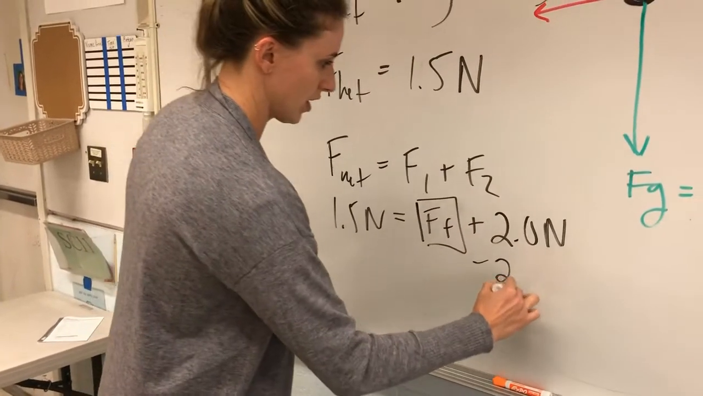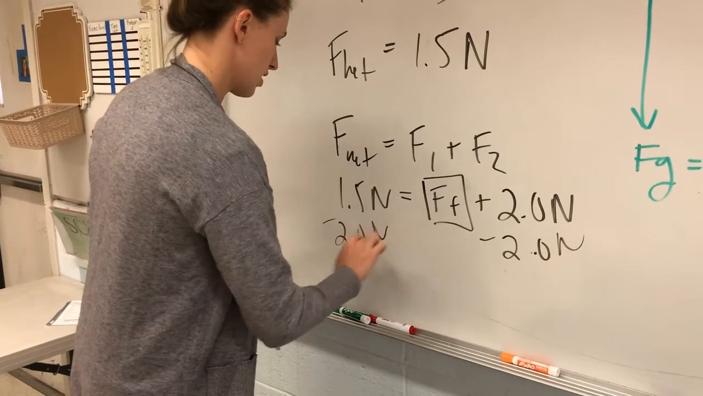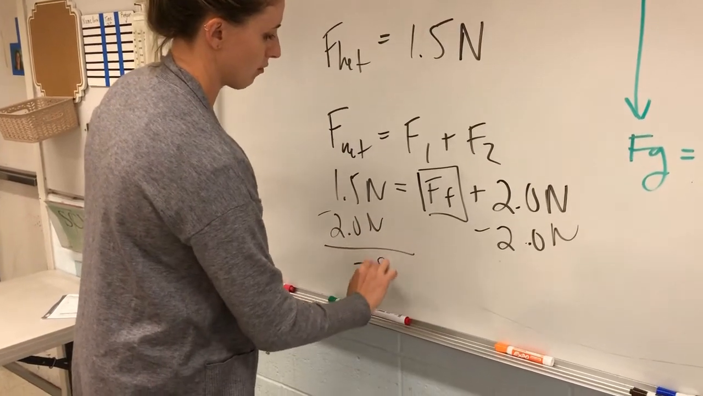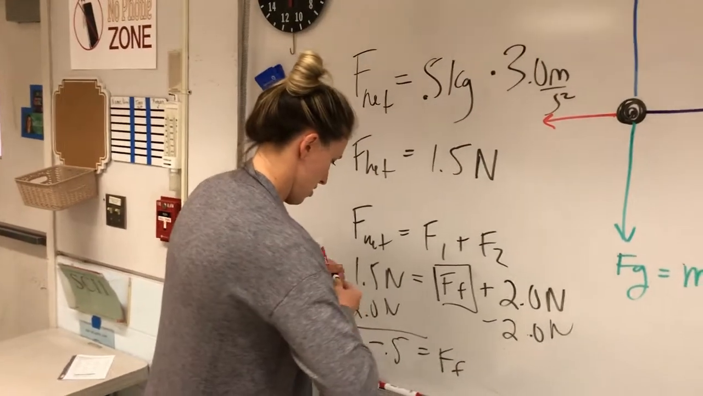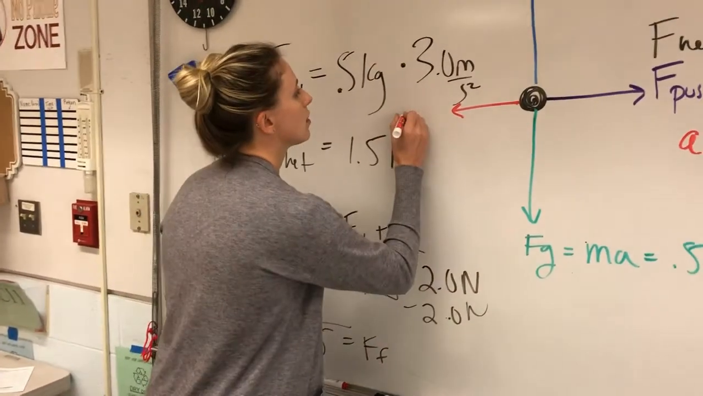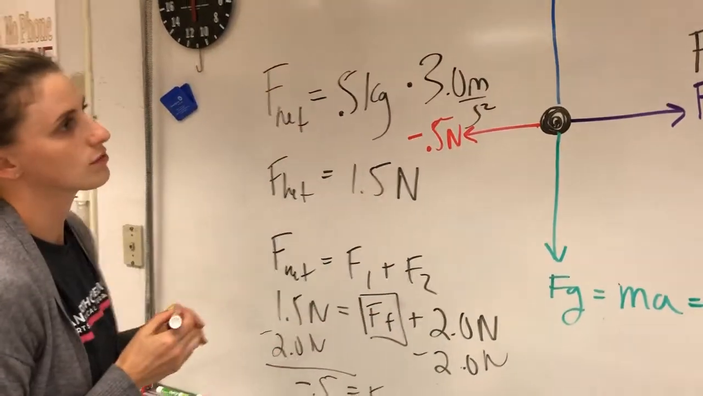We can just subtract this, right? Minus 2 newtons. That's going to be negative 0.5, equals the force of friction. So now we got the force of friction. Negative 0.5 newtons is the force of friction.